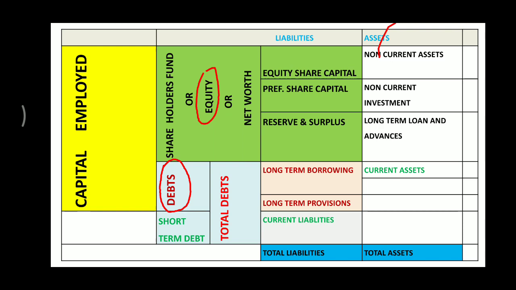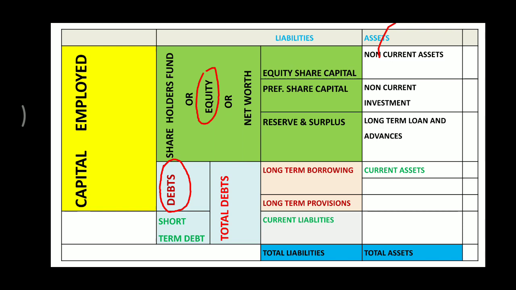And if you are supposed to calculate shareholders fund, in that case also, if we take the total liabilities, from total liabilities you will deduct total debts, so the remaining amount will be shareholders fund. Or total liabilities minus debts minus short term debts, then also you will be getting shareholders fund. Or if capital employed is given, then from capital employed you deduct the debts, so you'll be getting shareholders fund.